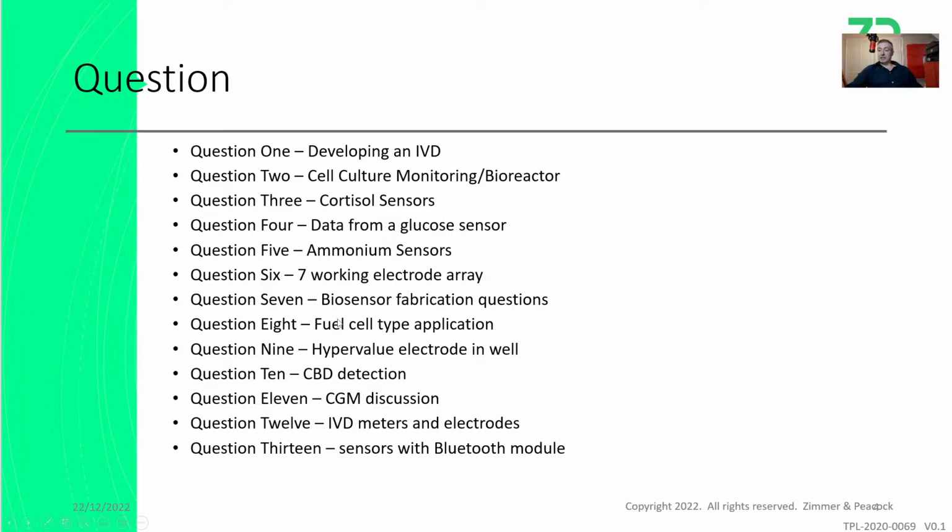How much volume does it take to make a sensor? Number eight is slightly unusual. It's about a fuel cell application or a larger scale application rather than just biosensing. Number nine was about hypervalue electrodes in a well configuration. Number 10 was about CBD. Number 11 is a CGM discussion, a continuous glucose monitoring discussion.